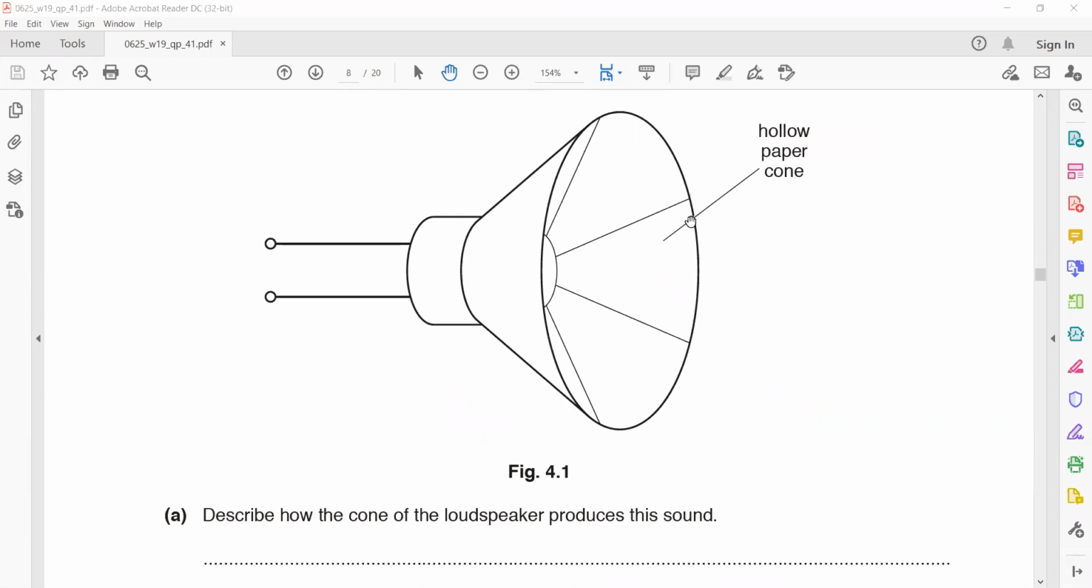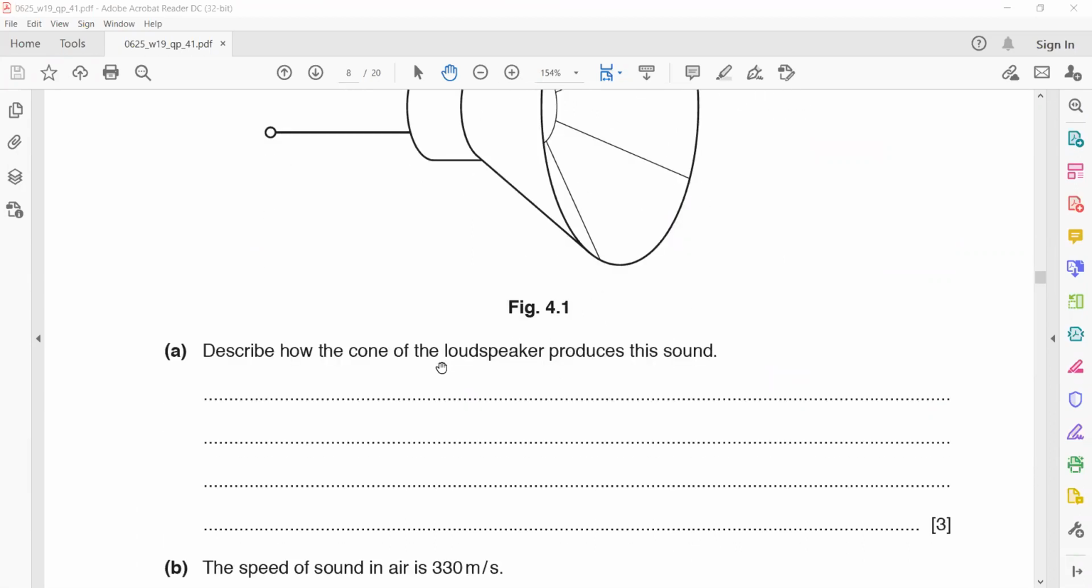So basically, how the sound waves are produced, it is produced by vibration. Here the cone is there, so the cone will vibrate. It will disturb the air molecules and produce compression and rarefaction. And they give you the frequency, so you can use this frequency: they will vibrate with a frequency of 15,000 hertz.